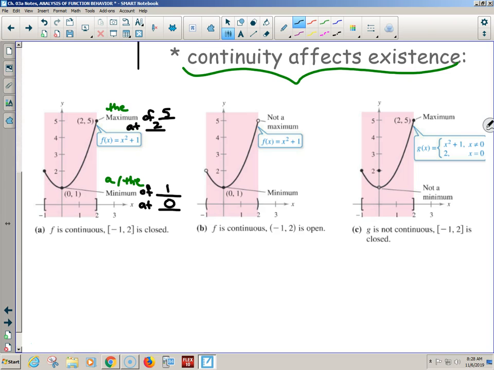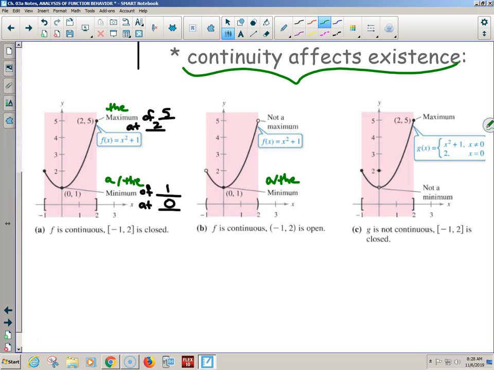So, is there a max? No. But is there a min? Yes, because only one of the endpoints was an extrema. The possible maximum was at an endpoint, and then the minimum was in the middle, and there's nothing wrong in the middle. So therefore, yeah, there still is a min there, and also the min there.